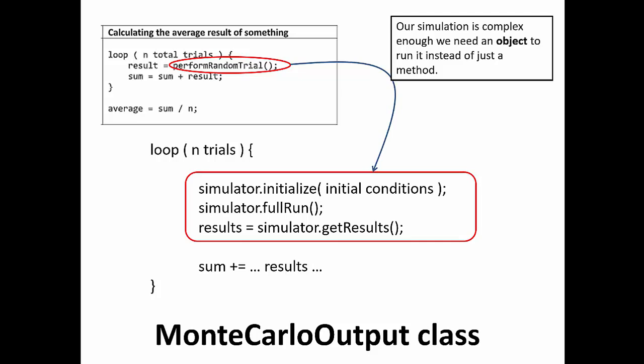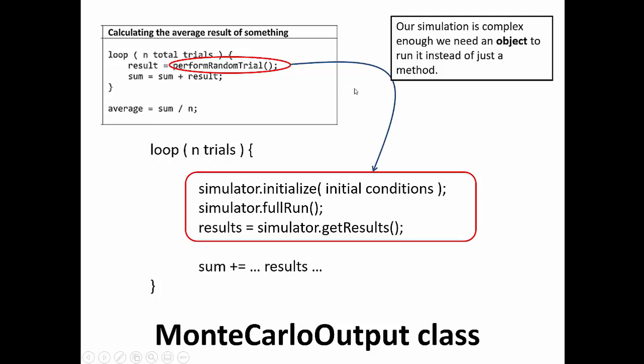Just a quick reminder about how this works. So before, you had a single method that represented performing your trial. So remember, you're going to loop over a whole bunch of experiments. You're going to run the experiment and get the results, and then if you're finding an average, for example, you'll add the result into your sum and divide by how many trials.